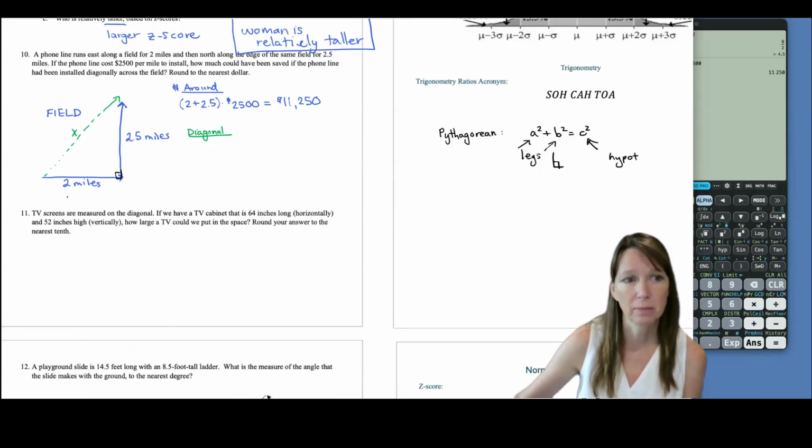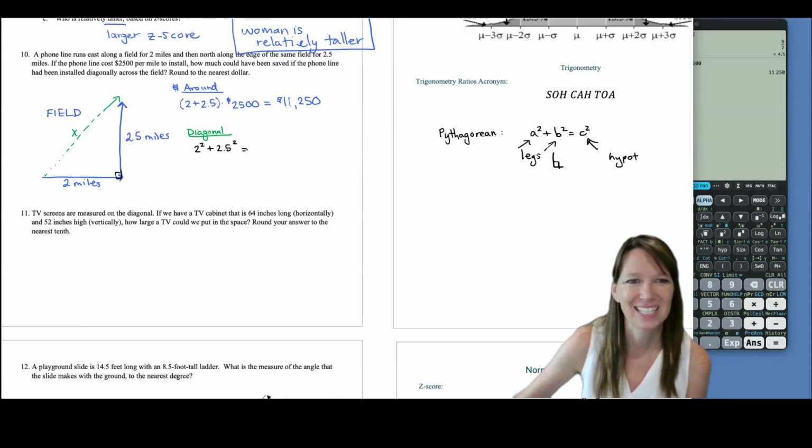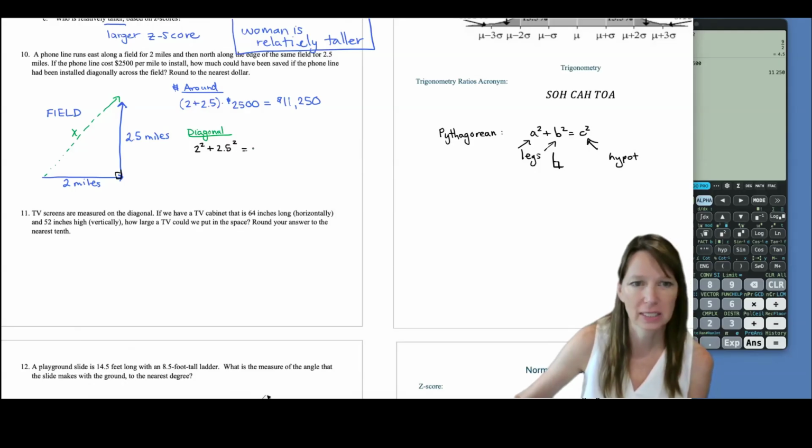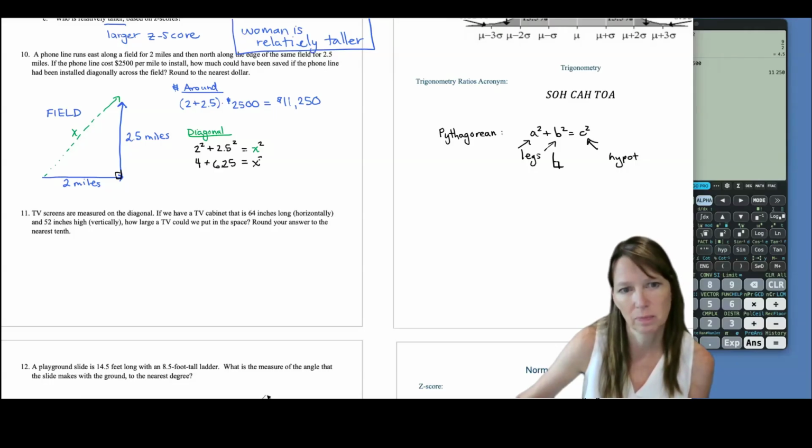So I'm going to start by saying the sum of the two legs squared is equal to my diagonal. In this case, I called it x squared. And now we have a little equation to solve. This is 4 plus 6.25 equals x squared. Now we have 10.25 equals x squared. And then we're going to take the square root of both sides, undoing that power of 2.